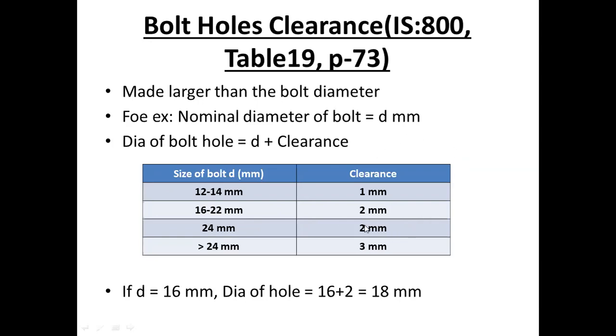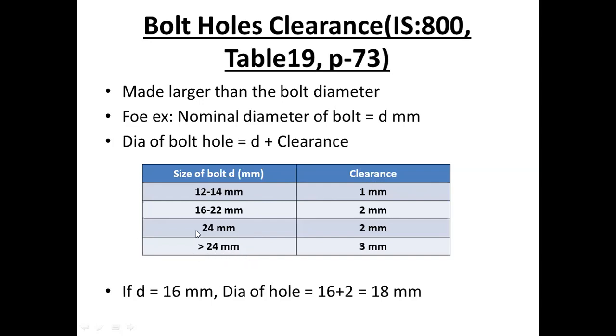If suppose the diameter given is 13 mm, for a bolt size between 12 to 14 mm, the clearance provided is 1 mm. So for 12, 13 and 14 mm size of bolt, the clearance provided is 1 mm. So the diameter of hole for 12 mm size of bolt is 12 plus 1, 13 mm. For 13 mm size of bolt, 13 plus 1 is equal to 14 mm, and for 14 mm size of bolt, the clearance provided is 1 mm, so 14 plus 1 is equal to 15 mm. Same for other sizes of bolt.